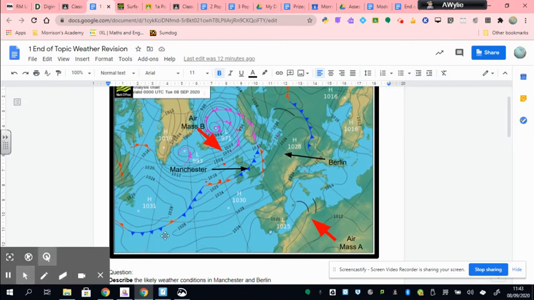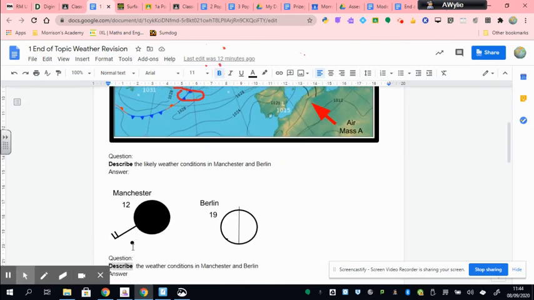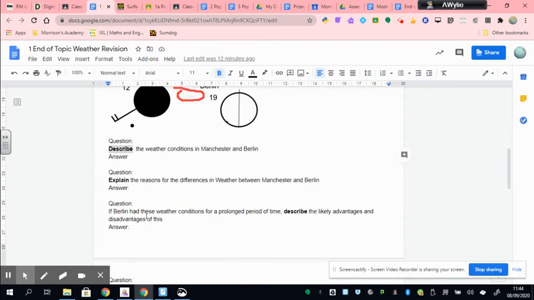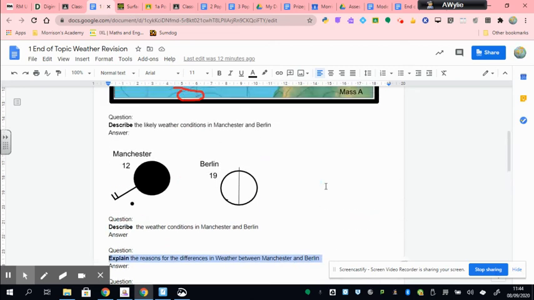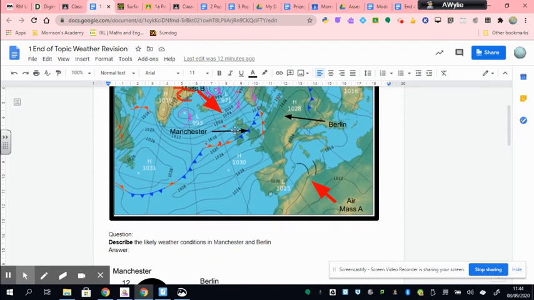Specifically, when you think about the weather, you want to be thinking about rain, wind direction, wind speed, cloud cover, and temperature. So those are the 5 elements of the weather that you would always be looking to describe and explain for a location. I would stop there and see if you can answer that pretty tough question, this one, explain the reasons. That's a very common question in the exam. You might just be asked to explain the reasons for the weather in one place. So why has Berlin got its weather, or why has Manchester got its weather?